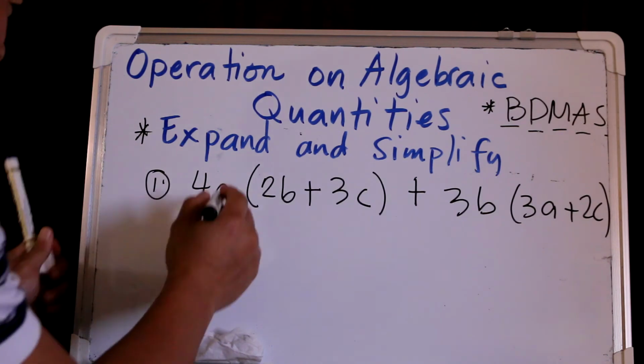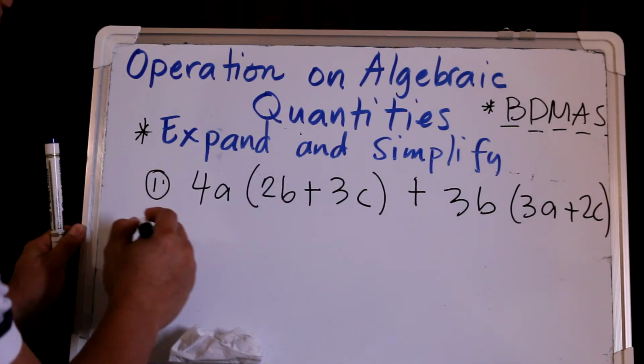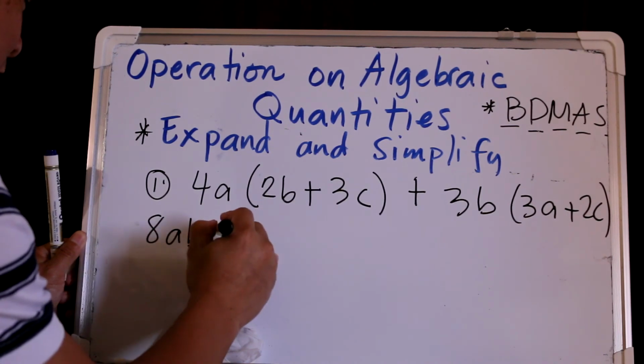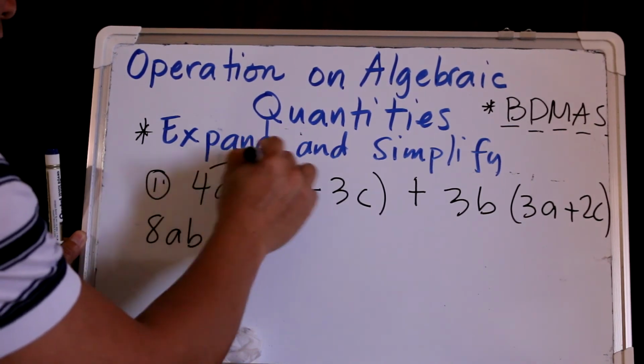So we'll start with this. Okay, so you can have 8ab plus, so that it goes there like that.